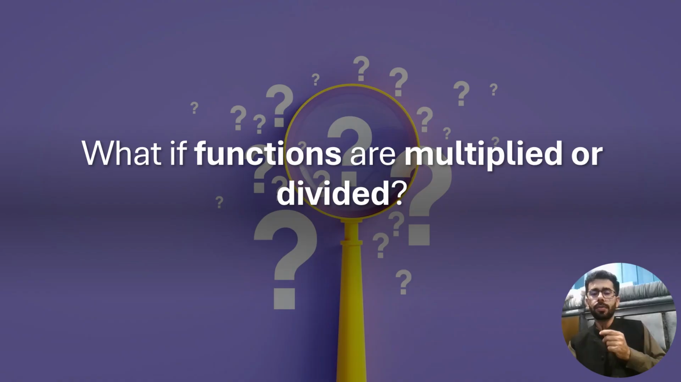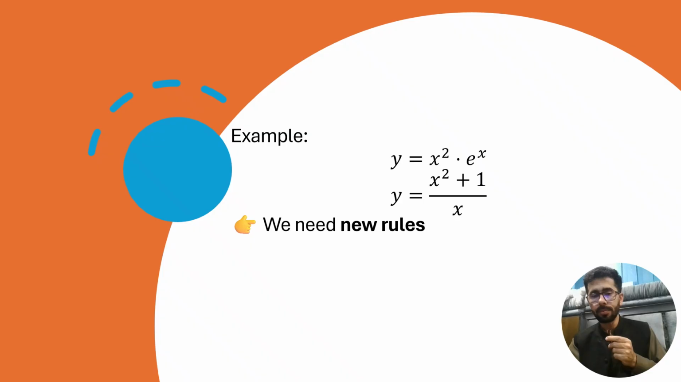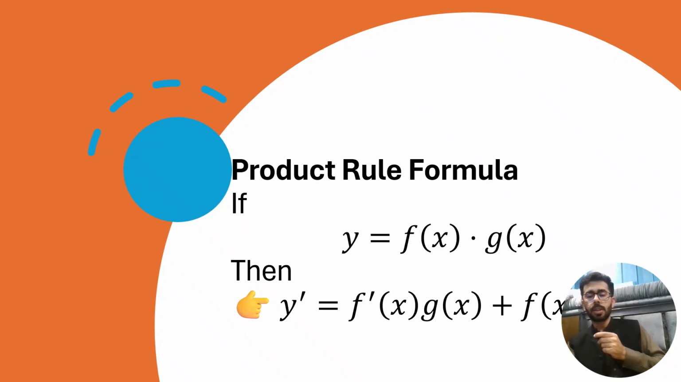But now, if two functions are multiplied together or two functions are dividing each other, what do we do in that case? For example, if one function is x squared and it is getting multiplied with another function e power x, how do we find the derivative of this? This is not an addition or subtraction at all. Or if the first function is x squared plus 1 and it is divided by a linear function x, how do we do that? So in that case, we definitely need two rules. The first rule that we today are going to talk about is the product rule.